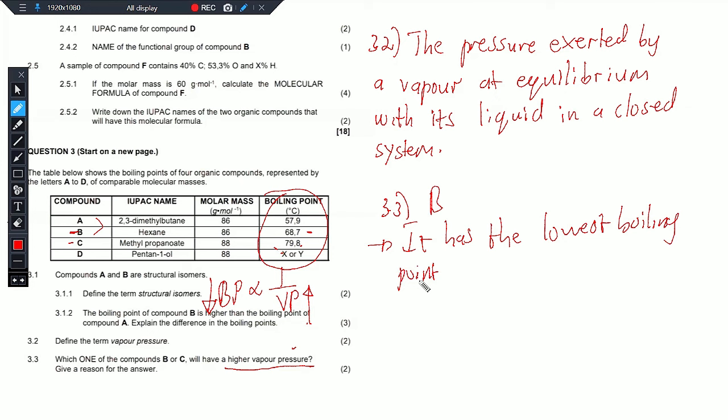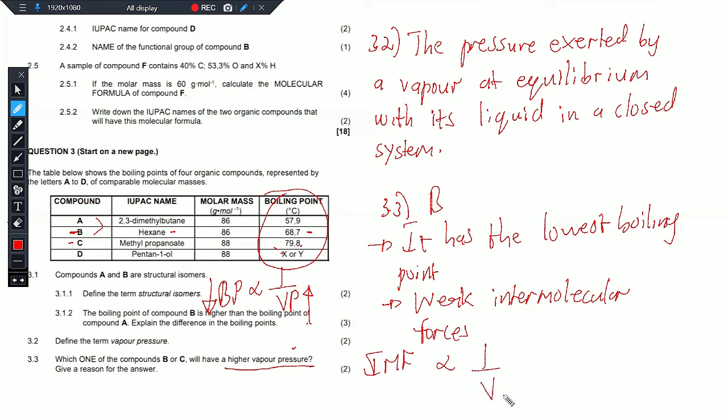Now, if you don't mention this, you can also mention the fact that hexane here has weak intermolecular forces. It has weak intermolecular forces because B has London forces, but C here has dipole-dipole forces. Now we know dipole-dipole forces are much stronger than the London forces. So obviously, the weaker the intermolecular forces, the higher the vapor pressure. So intermolecular forces are also inversely proportional to vapor pressure. The weaker the intermolecular forces, the higher the vapor pressure, because less energy is required to overcome the intermolecular forces. Right.